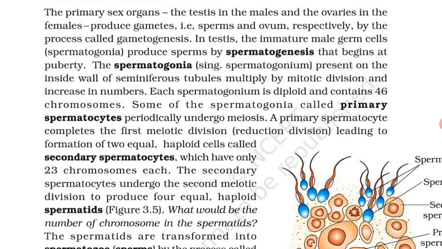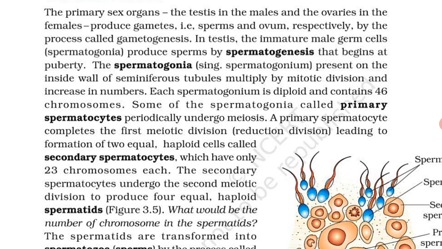The secondary spermatocytes undergo the second meiotic division to produce 4 equal haploid spermatids. What would be the number of chromosomes in the spermatids?